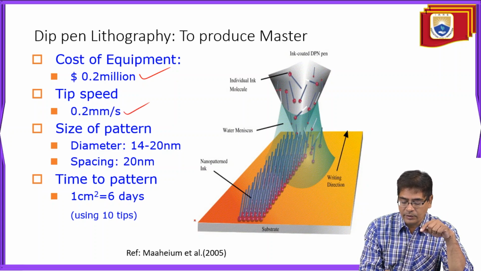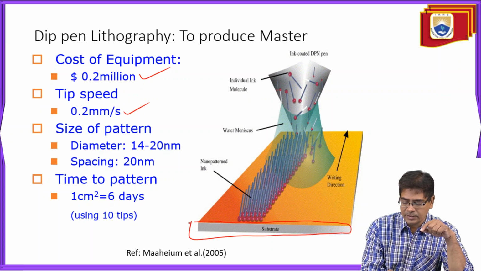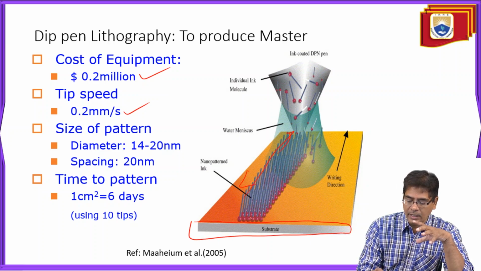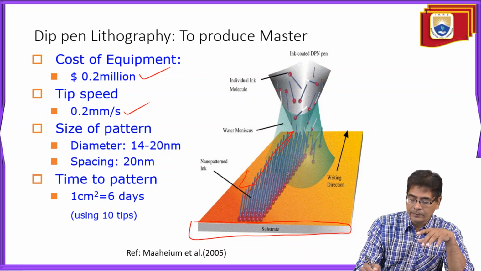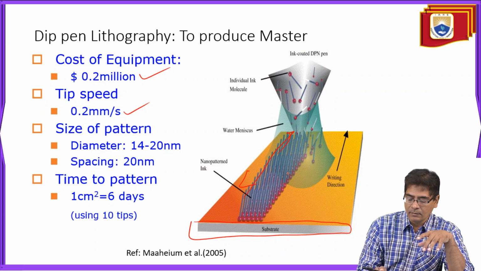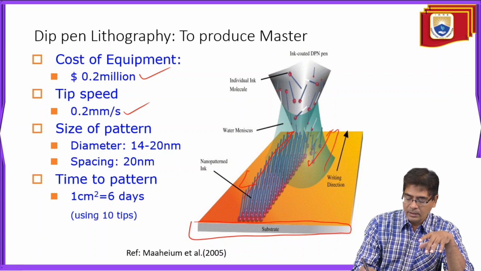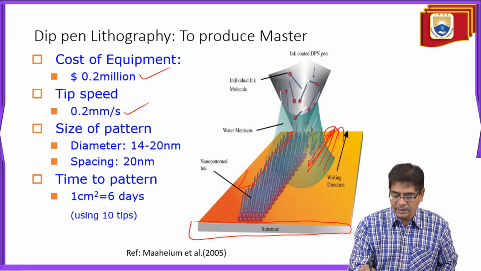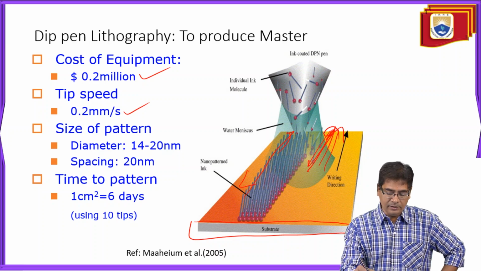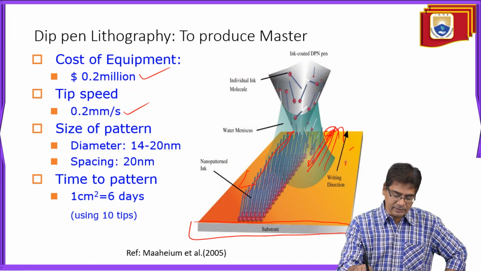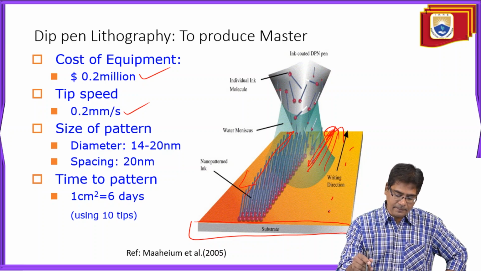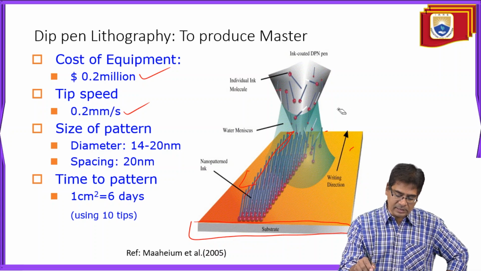The tip speed in the sense when we take this as a substrate, this is our substrate, and we write the pattern. This is the writing pattern, nano patterned ink. It starts writing from here, and this is the writing direction. So the direction of writing will be like this. This is the general process that takes place.